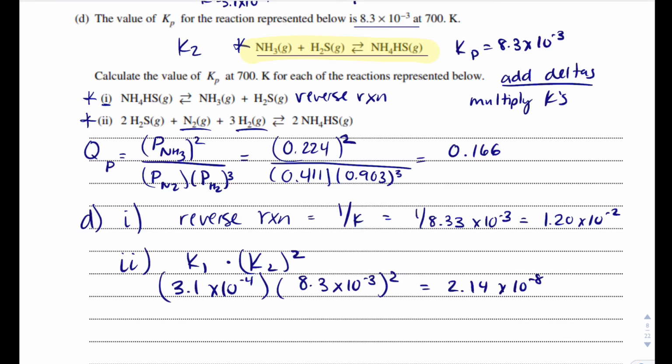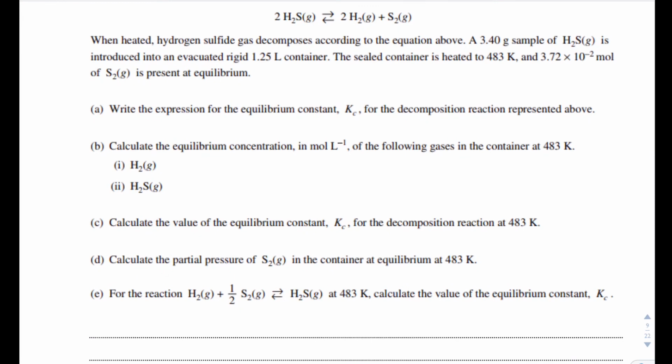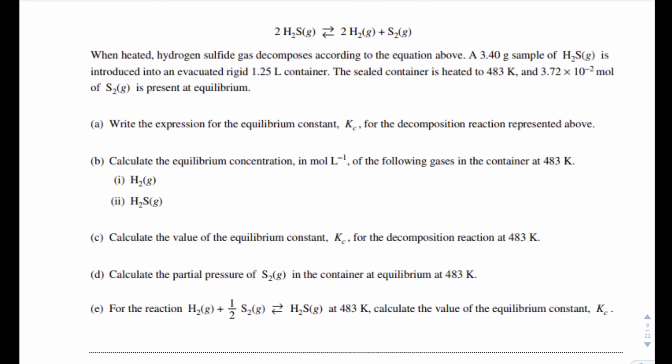Okay, so let's look at another K question, a free response question. Here, we've got a decomposition reaction, so delta H for this reaction, because we're just breaking things, should be positive because it takes heat to break bonds. And what we have is a 3.4 gram sample of H2S. We're introducing it into a 1.25 liter container, and the container is sealed, and then we will be at a temperature of 483 Kelvin. And at equilibrium, we get 3.72 times 10 to the minus 2 moles of S2. So we will definitely have to worry about those in a second.